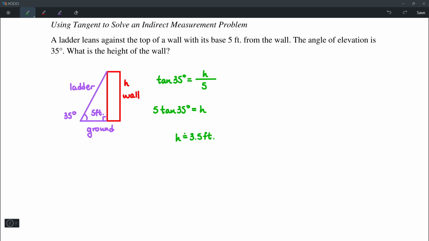So that's it. So today we went over how to use the tangent ratio to find the lengths of sides, both opposite and adjacent.